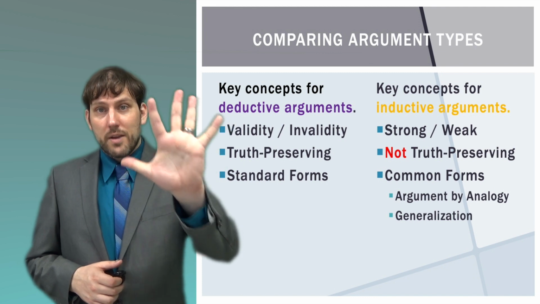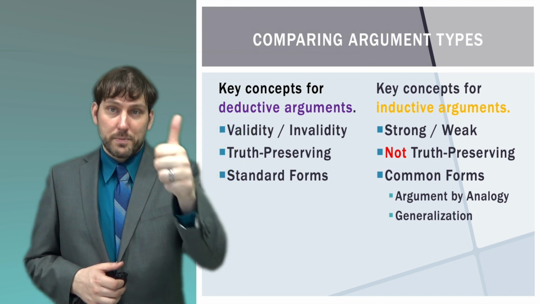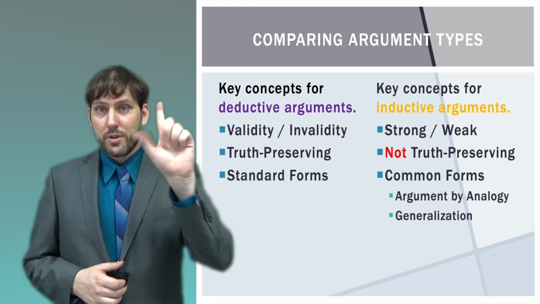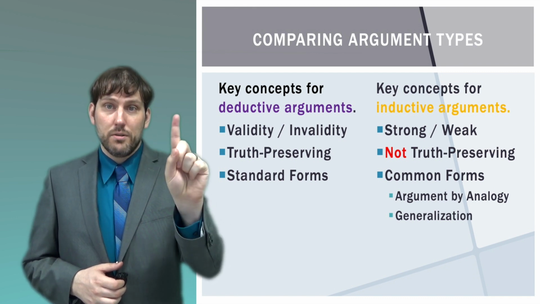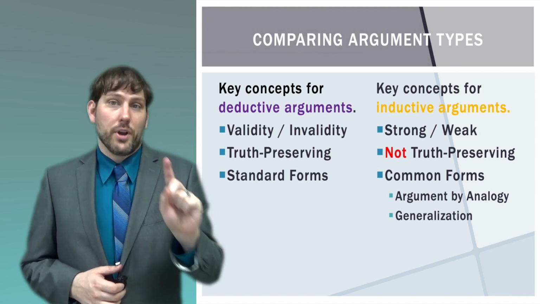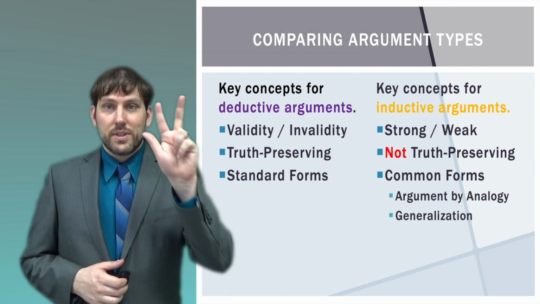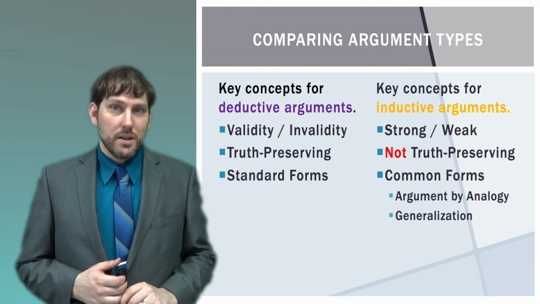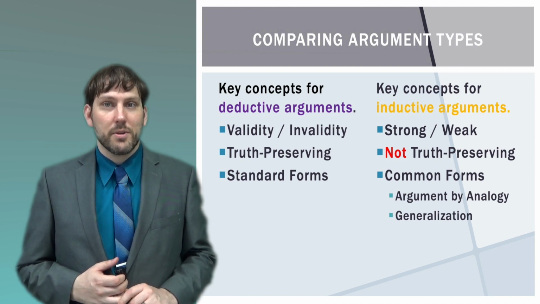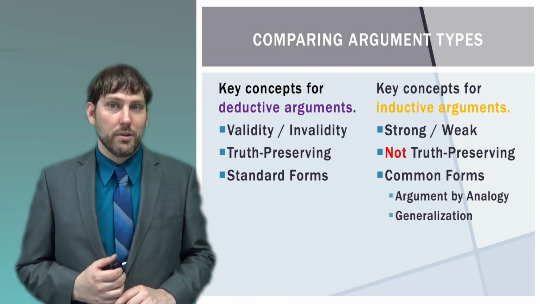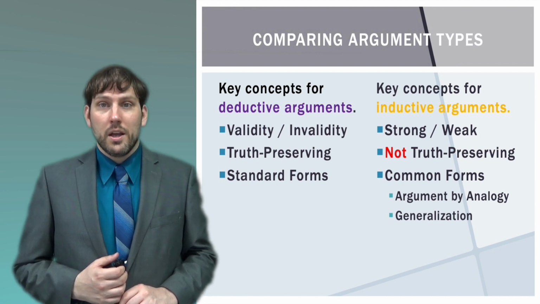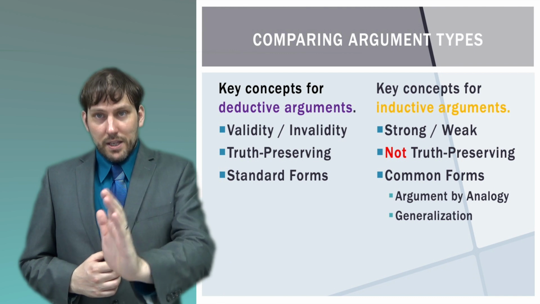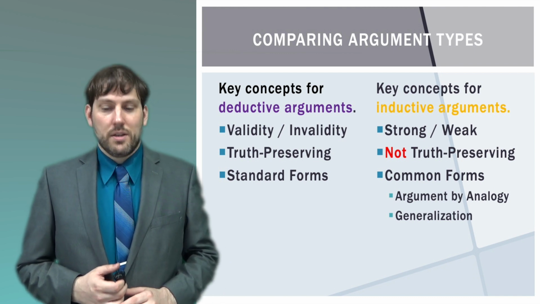So I showed you 5 standard forms. I showed you modus ponens, if P then Q, P, therefore Q. Modus tollens, if P then Q, not Q, therefore not P. Disjunctive syllogism, so this is A or B, not A, therefore B. Hypothetical syllogism, if P then Q, if Q then R, therefore if P then R. And dilemma, A or B, if A then C, if B then D, therefore C or D.